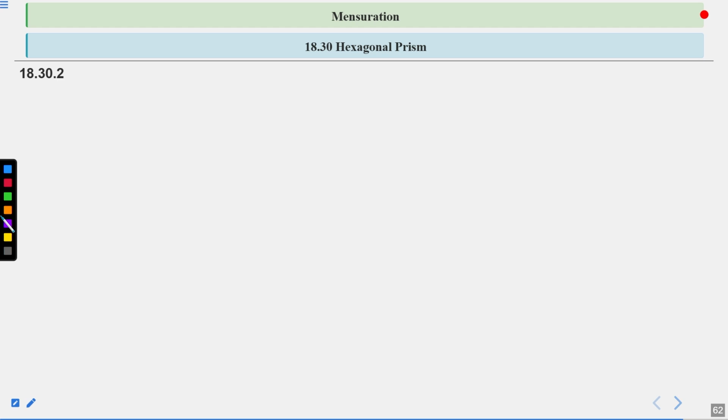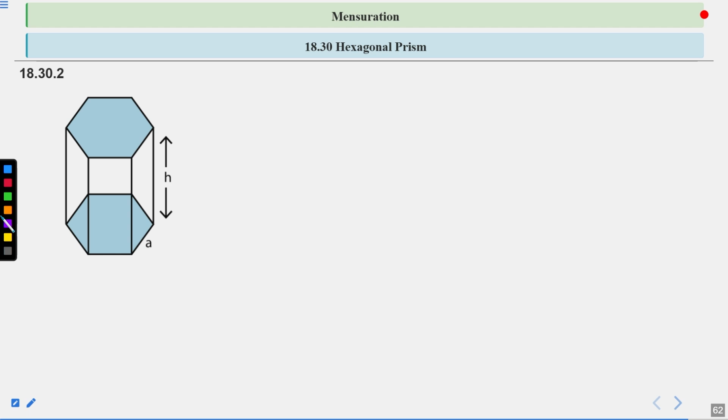Next formula of the hexagonal prism, 18.30.2. So this is the diagram of the hexagonal prism. The lateral surface area becomes 6a times h, which is 6ah. A represents the side, h represents the height of the hexagonal prism.